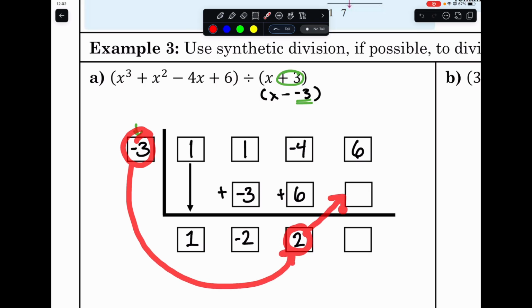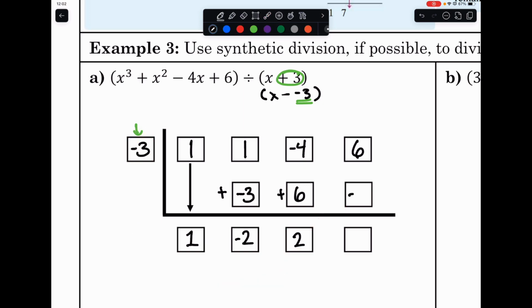And we're going to get this next number, which is negative 6. And our last value is 0. And just like with long division, the last step that we do defines what our remainder is going to be. So this one right here is our remainder. So our remainder is 0.